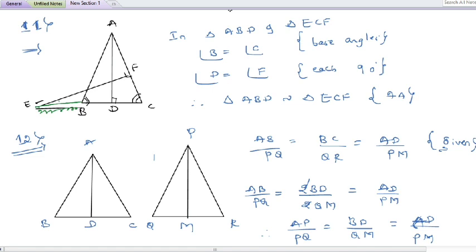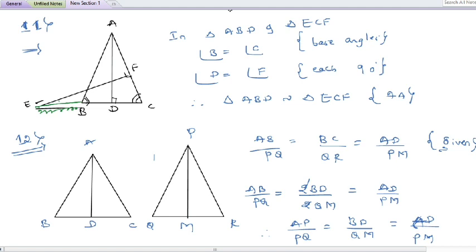If AD is perpendicular to BC and EF is perpendicular to AC, prove that triangle ABD is similar to triangle ECF. Consider these two triangles. In triangle ABD and triangle ECF, angle B is equal to angle C. What is the reason? Base angles of an isosceles triangle. And also angle D is equal to angle F, because each is 90 degrees. So, from these two conditions triangle ABD is similar to triangle ECF, according to AA similarity criteria.